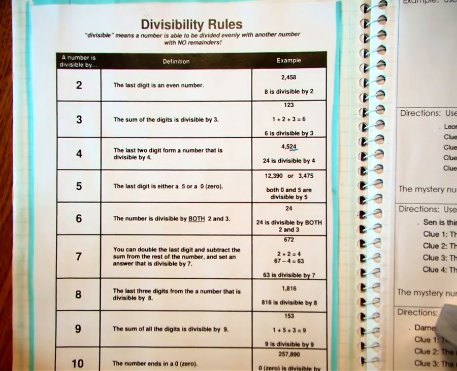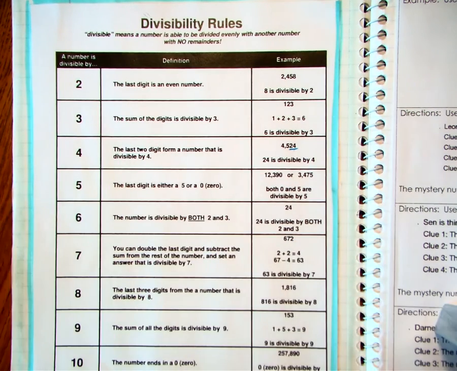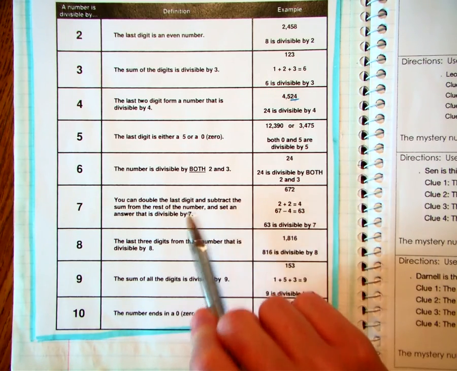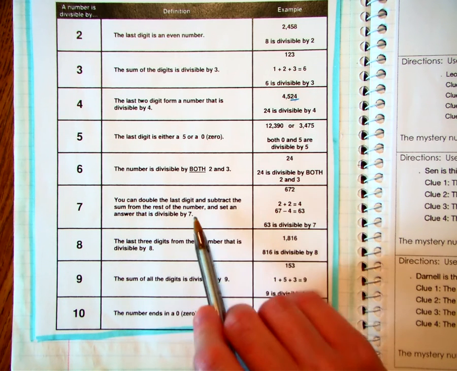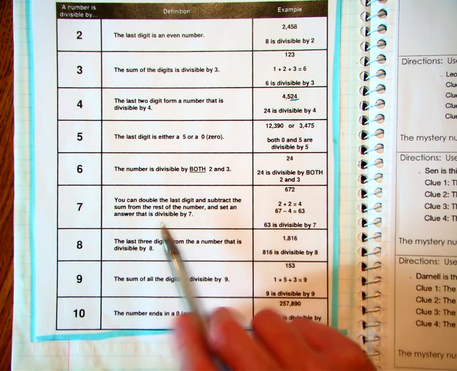5, the last digit is either a 5 or a 0. I use that one frequently. 6, the number is divisible by both 2 and 3, so it would have to pass the 2 rule and the 3 rule. 7, this is not one I use often either. You can double the last digit and subtract the sum from the rest of the number and get an answer that is divisible by 7.